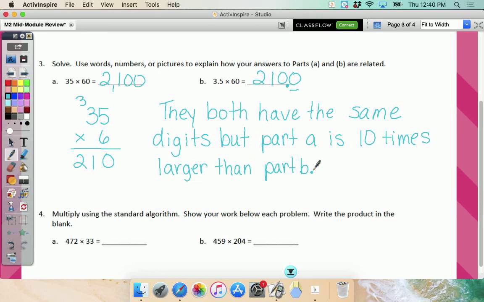All right, now number 4 we're going to save till the end of class because I want to make sure we have enough time to do it. Okay, so we're going to skip down to number 5 right now.